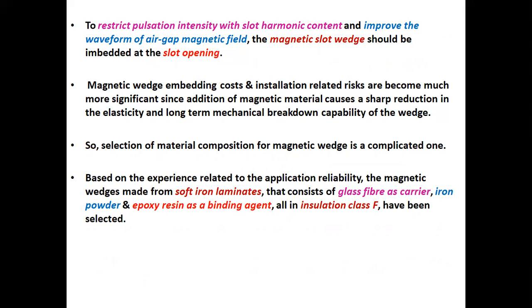So, selection of material composition for magnetic wedge is a complicated one based on the experience related to the application reliability. The magnetic wedges made from soft iron laminates that consist of glass fiber as carrier, iron powder, and epoxy resin as a binding agent, all in insulation class F, have been selected.